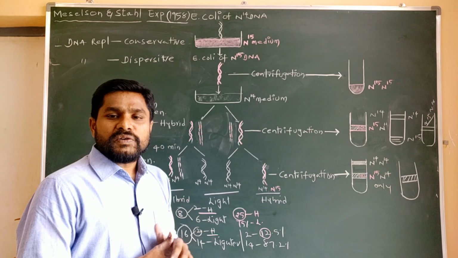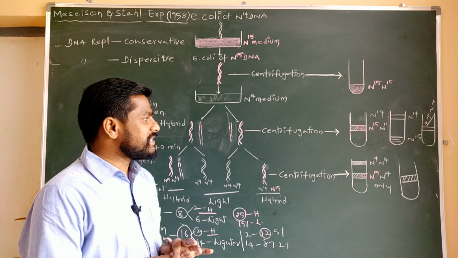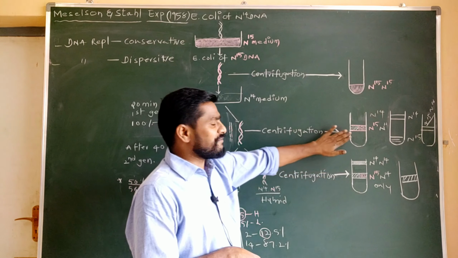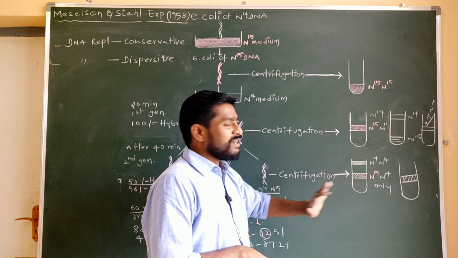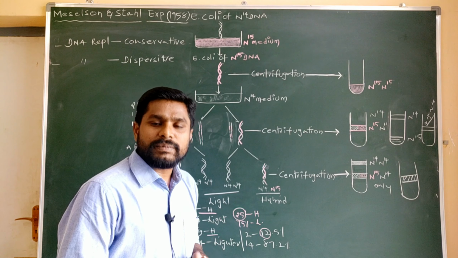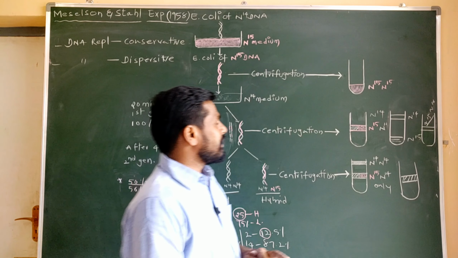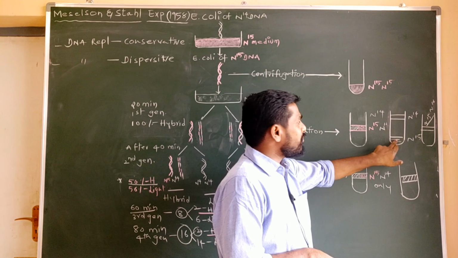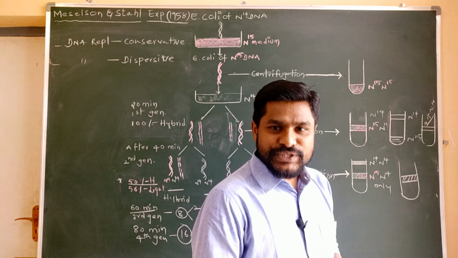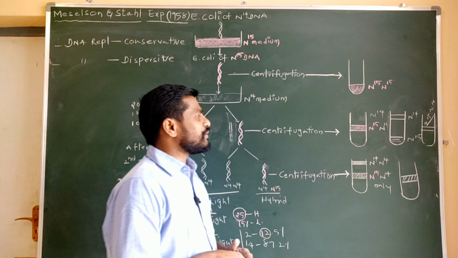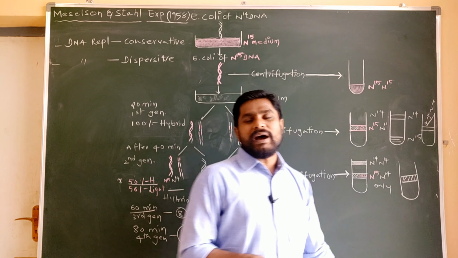And finally, the conclusion is, if the DNA is undergoing a semi-conservative model of replication, the result of centrifugation will be like this. In first generation, you will get a middle band. In second generation, you will get a middle band and a top band. If the DNA replication is conservative, the result of centrifugation from first generation onwards will be a bottom band and a top band. And if the DNA replication is dispersive, from first generation onwards, we will get only middle bands.